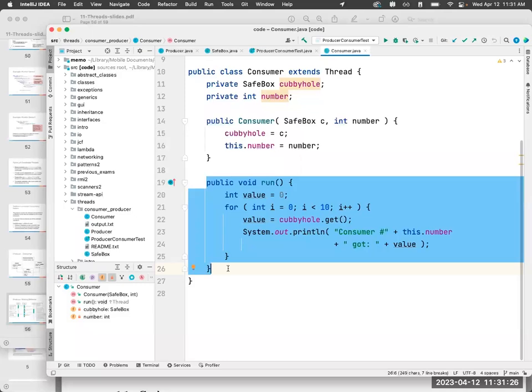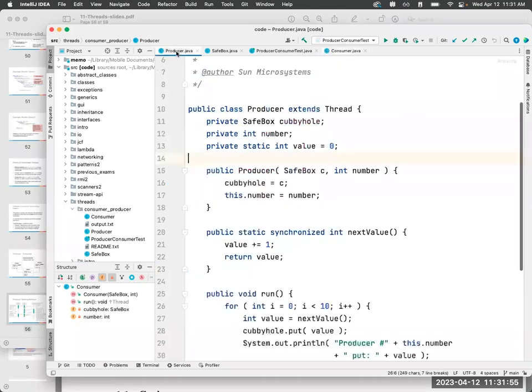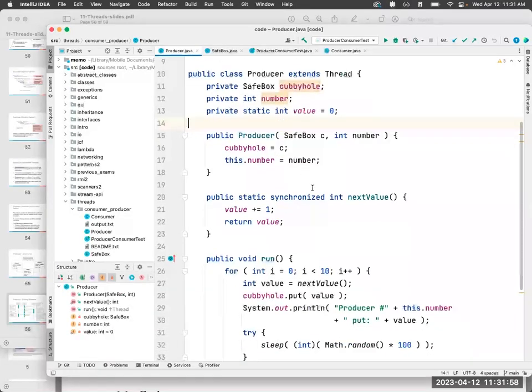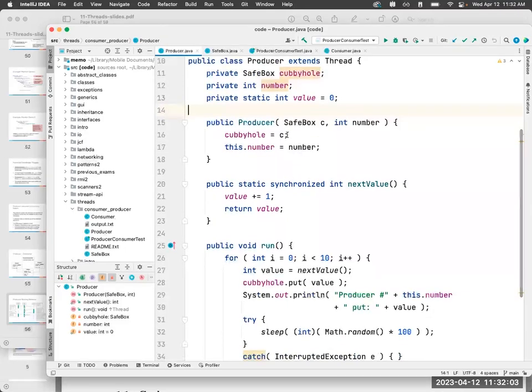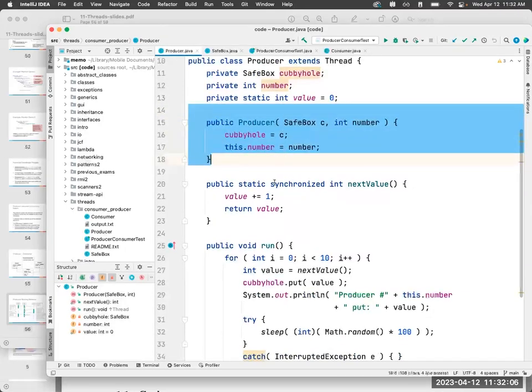So here I am going over 0 to 9. I'm going 10 times, and I am going to try to retrieve the item from that safe box. So I would essentially try to do that 10 times, right? This is just inside that for loop. Notice that here I don't have any wait or notify or synchronized or anything, right? You would see the same overall structure in the producer, but now instead of trying to retrieve, you would be trying to add, insert elements to the safe box.